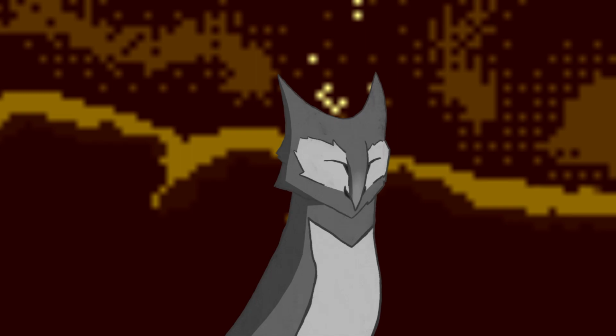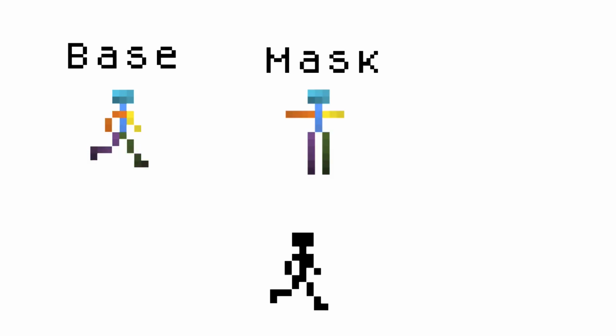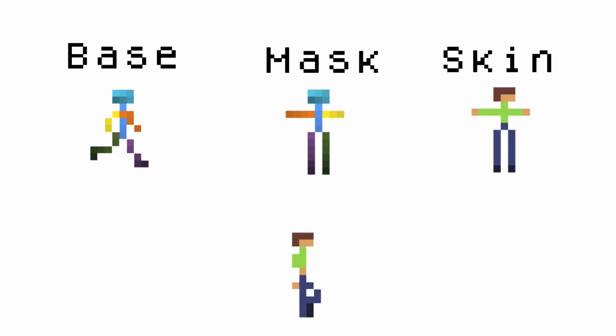We need 3 images. A base, where you create the animation, a mask, where you fix the location of the colors in a coordinate system, and a skin, where you assign colors to the mask. The base is like the classic sprites you would use. It contains the animation divided into frames. The hard part begins when you start coloring it.